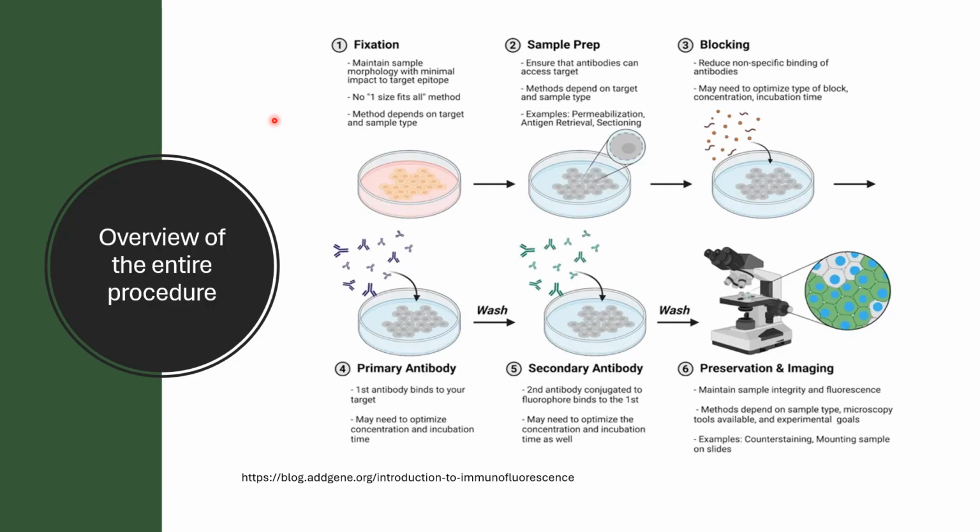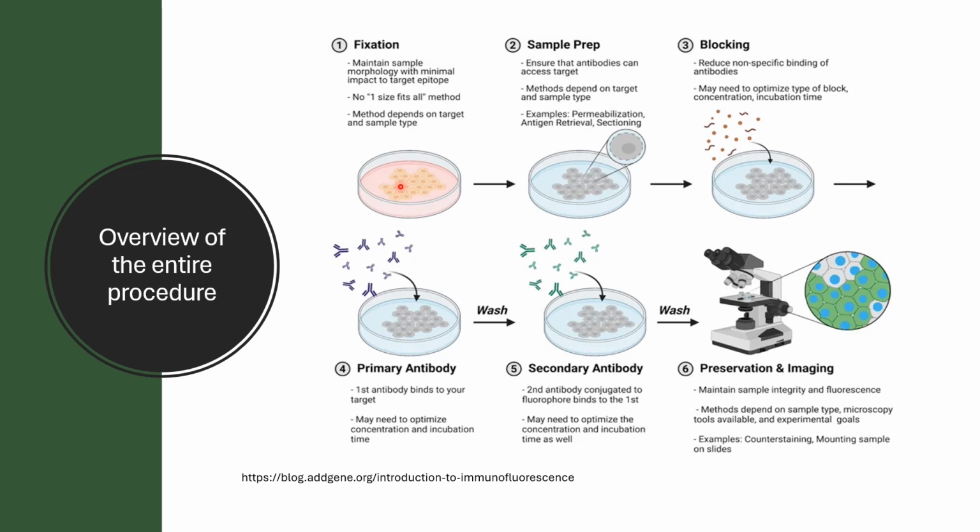Overview of the immunofluorescence procedure. First, fixation. A chemical fixative like formaldehyde helps preserve the structure and immobilize the proteins while fixing the cells and tissues. The method selected should preserve sample morphology with minimal impact to the target epitope. There is no one-size-fits-all method. The method selected depends on the target and sample type.